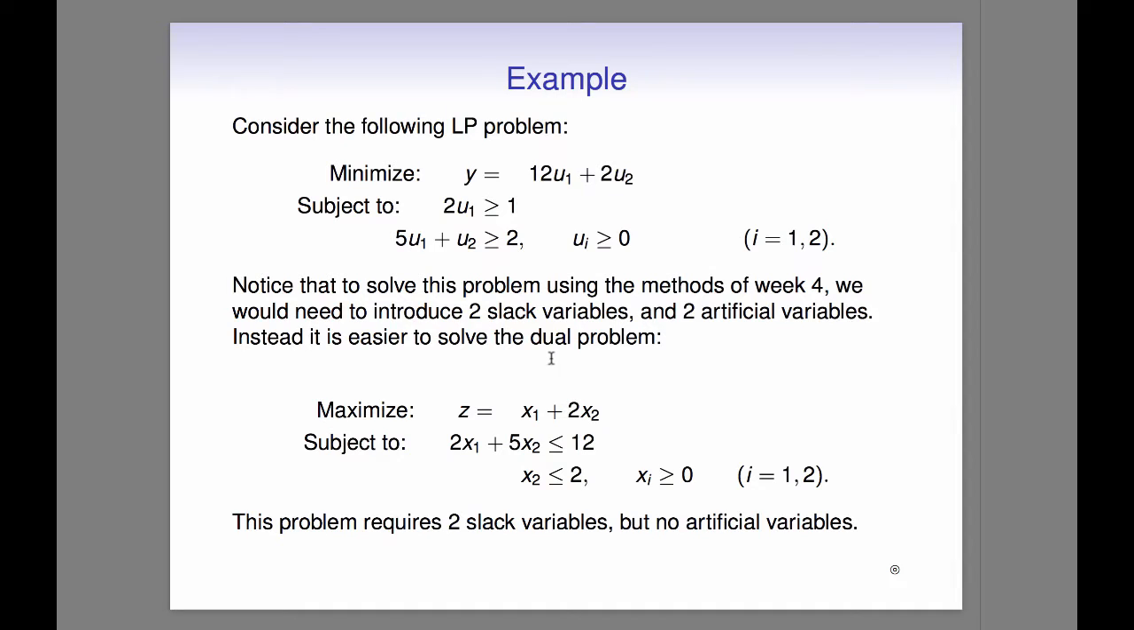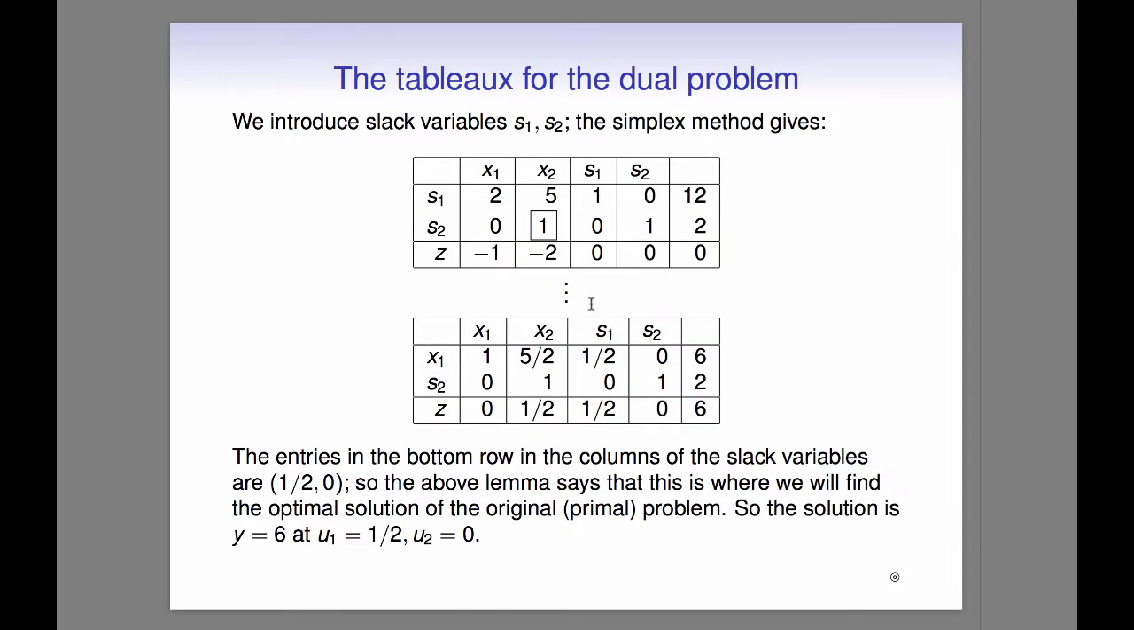However, if you look at the dual problem to this problem, it's this one here. And here the inequalities are good. So you don't need any artificial variables, so you don't have to use two-phase or big M. In fact, in this problem, here is the first tableau. After 2 steps, we get this final tableau. It's very simple.